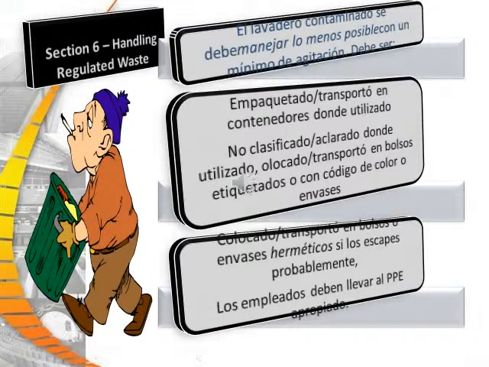Handling regulated waste. Contaminated laundry must be handled as little as possible with minimum agitation. It must be bagged or containerized where used, not sorted or rinsed where used, and placed or transported in labeled or color-coded bags or containers, or in leak-proof bags or containers if leaks are likely. Employees must wear the proper PPE.